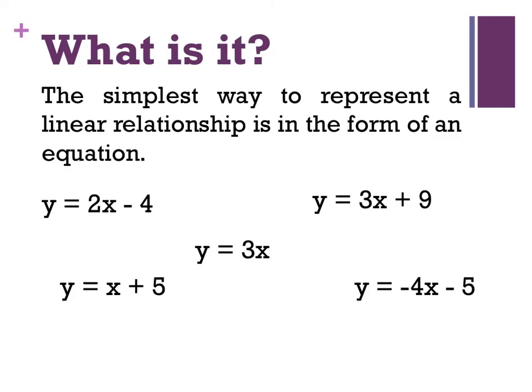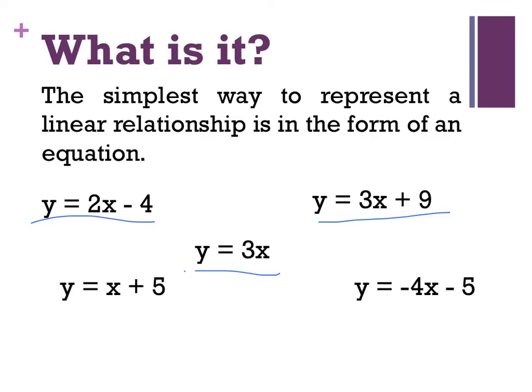The simplest way to represent a linear relationship is in the form of an equation, and I've just jotted some down here. These are common ones that you would have seen straight from our very first lesson. Y equals 2x subtract 4. So we're saying when I double x and I subtract 4, I will get my y value. No matter what x is at any given point, if I double it and then subtract 4, that's what my y will be. For this one, I'm saying whatever x is, triple it and you will get the y value. This one's saying 3x plus 9 will give you y. They're all talking about how x is related to y.